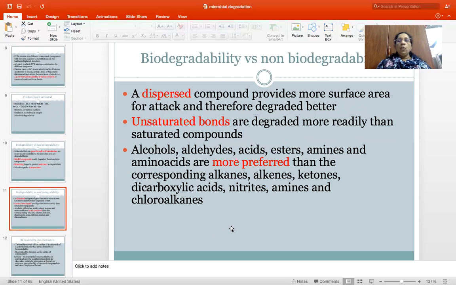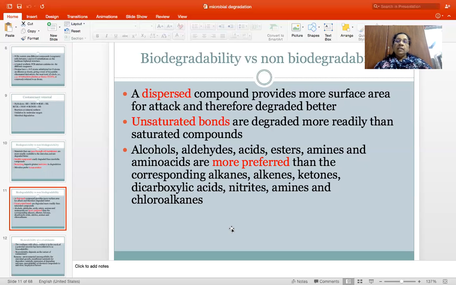And a dispersed compound provides more surface area for attack, and therefore they are degraded better. So for dispersal of these compounds, normally surfactants are added so that they produce more surface area. For example, petroleum hydrocarbons are lipophilic, or hydrophobic. So to increase the dispersion property, normally surfactants are added so that it increases the surface area and provides more area for attack by the microorganisms.